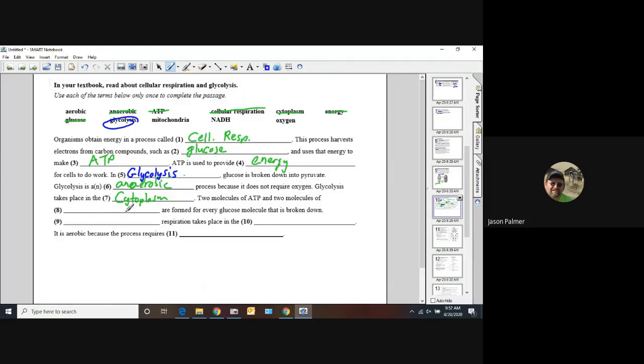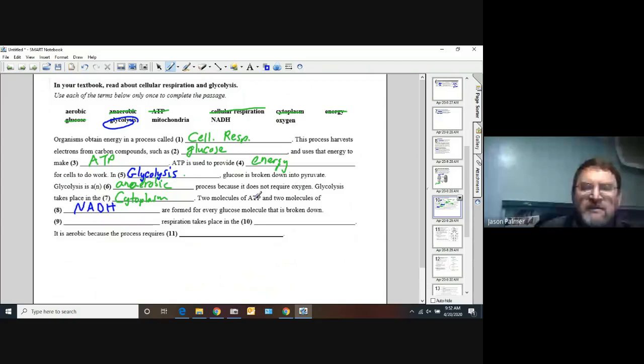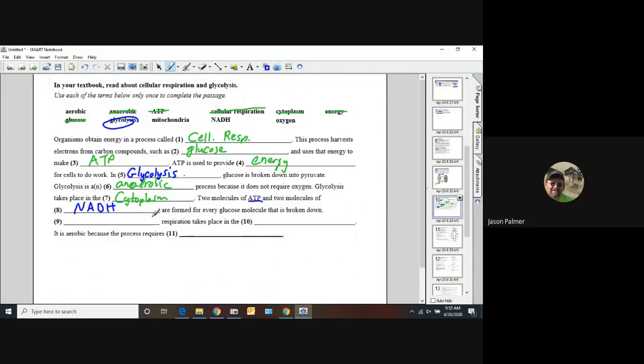Two molecules of ATP and two molecules of blank are formed. That's the NADH. They list the ATP for every glucose molecule that is broken down. So, and then aerobic, that means it needs oxygen, takes place in the mitochondria. It is aerobic because the process requires oxygen.